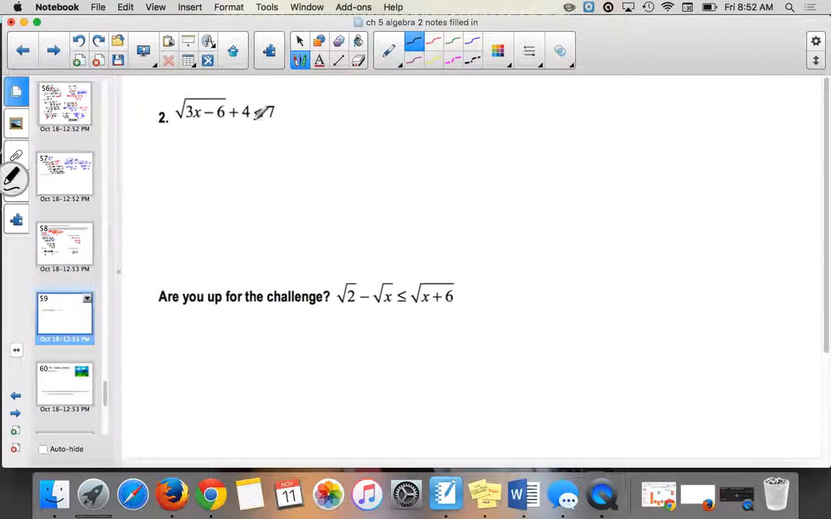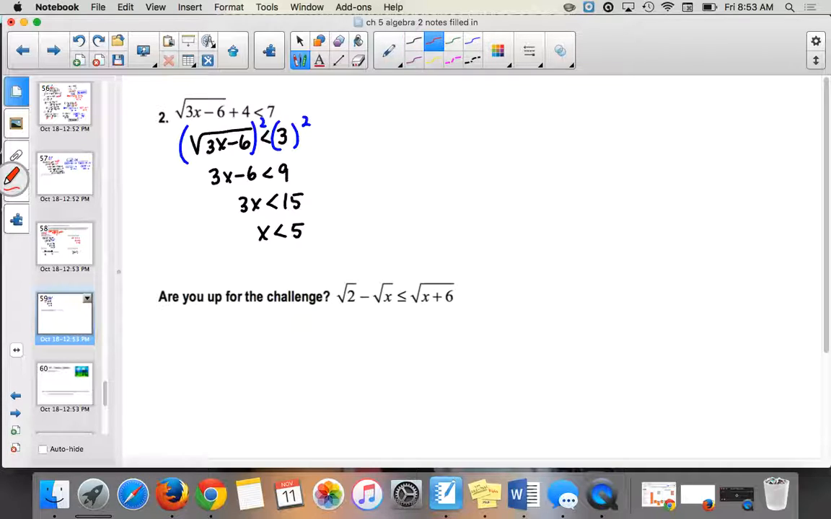All right, and so same thing here. So you're going to subtract the 4 over. So I get 3. I have the square root of 3x minus 6. I'm going to square both sides. So I get 3x minus 6 is less than 9. Add the 6 over, so I get 15. So 3x is less than 15 gives me x is less than 5. But that is not the final answer.